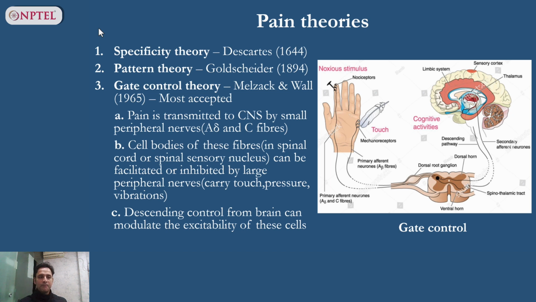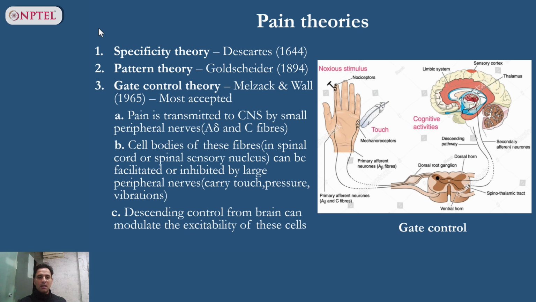Those carry pain. The second theory, which was proposed by Goldscheider in 1894, was the pattern theory. Goldscheider said that pain is not a separate entity; rather, when the summation or addition of more than one impulse at a particular site crosses a threshold value, only then will it evoke a new pattern of impulses which is responsible for pain. But soon this theory was discarded, as pain is a separate entity.